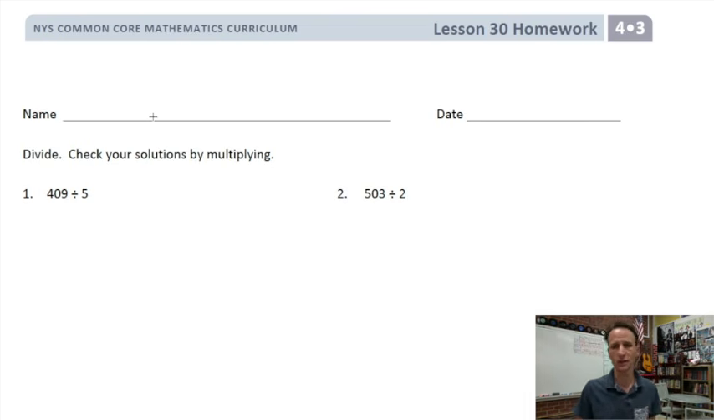Lesson 30 homework. So we have division, yes. And notice we have today the magic number is 0. So we're simply dividing and checking with multiplication, but now we have some zeros to reckon with. So let's dive right in.